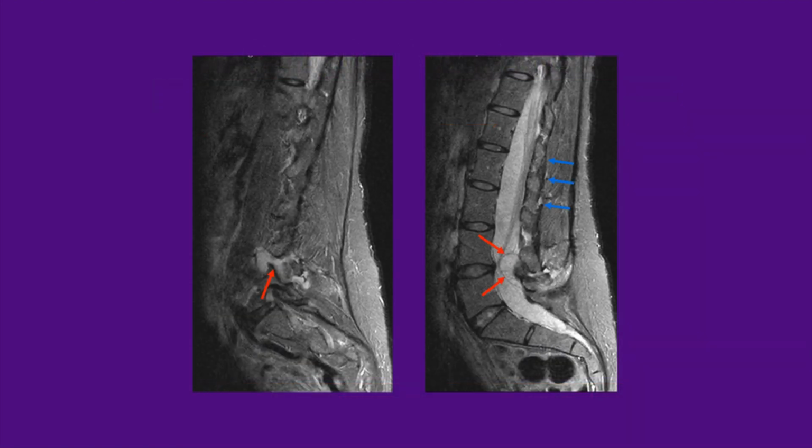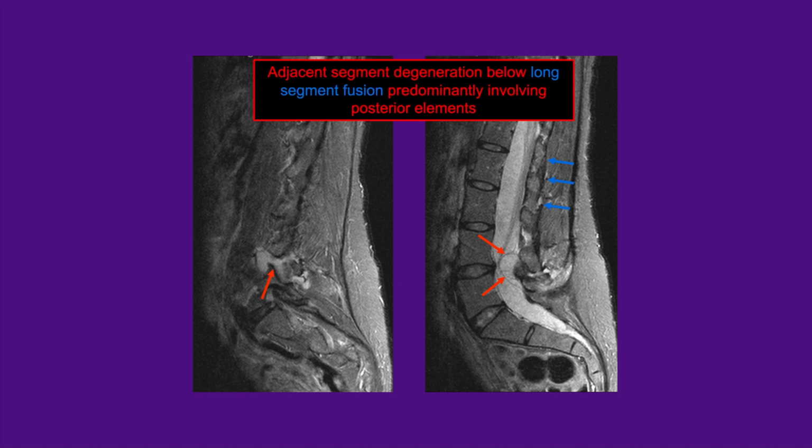Here is another drastic example where we had a multi-level segmental fusion for scoliosis correction with great stresses placed on the immediately subjacent level, resulting in marked facet joint effusion and formation of a large facet cyst, which was compressive.